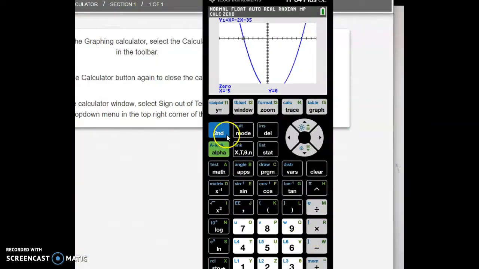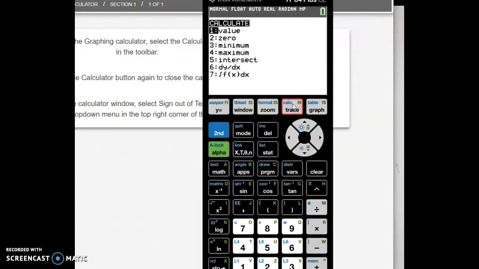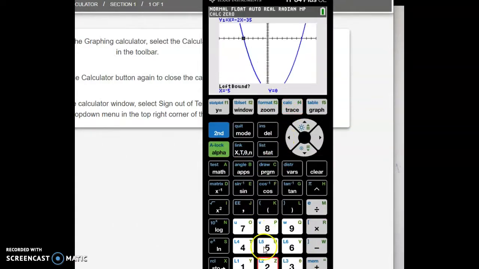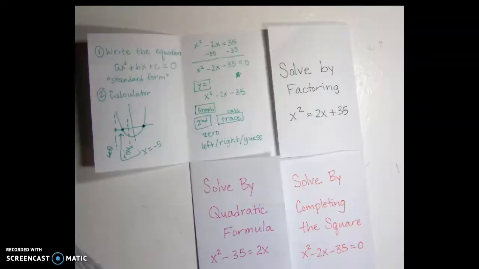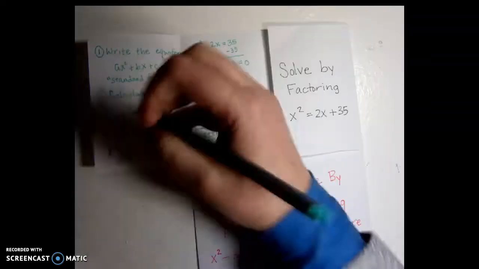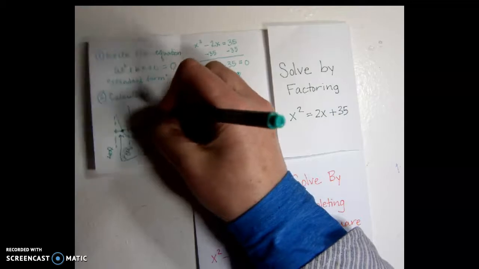So I'm going to hit second, calc, or trace, and I need to choose the 0. Left bound, now I want to go to the left of the other one. I'm already to the left of it, but I'm just going to get a little closer. My cursor's off the screen, but that doesn't matter. Then I hit enter. Now I'm to the left of it. I need to go past it, so I go to the right of it, hit enter, and then it tells me to guess. I don't have to guess, but I do have to hit enter one more time, so it tells me what the 0 is. And now it tells me that that 0 is x equals 7. So the other solution, the one over here, is x equals 7.